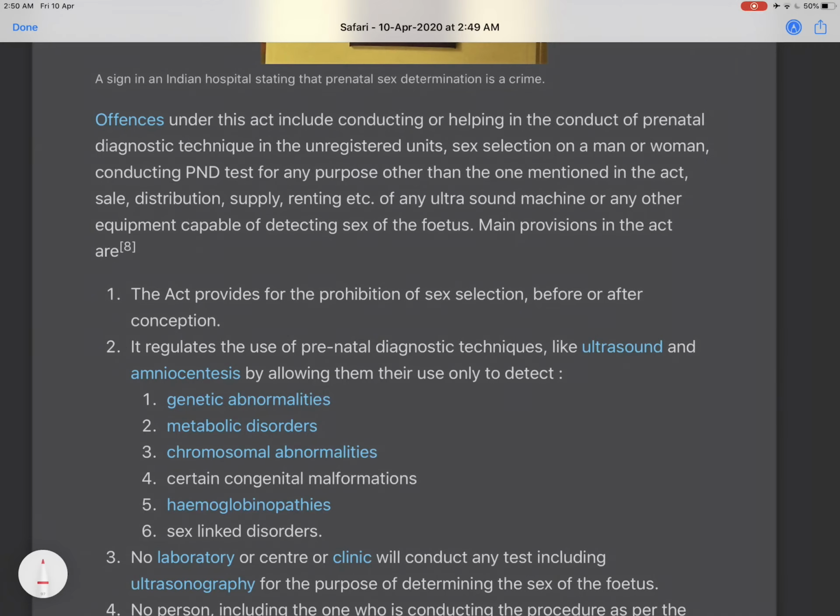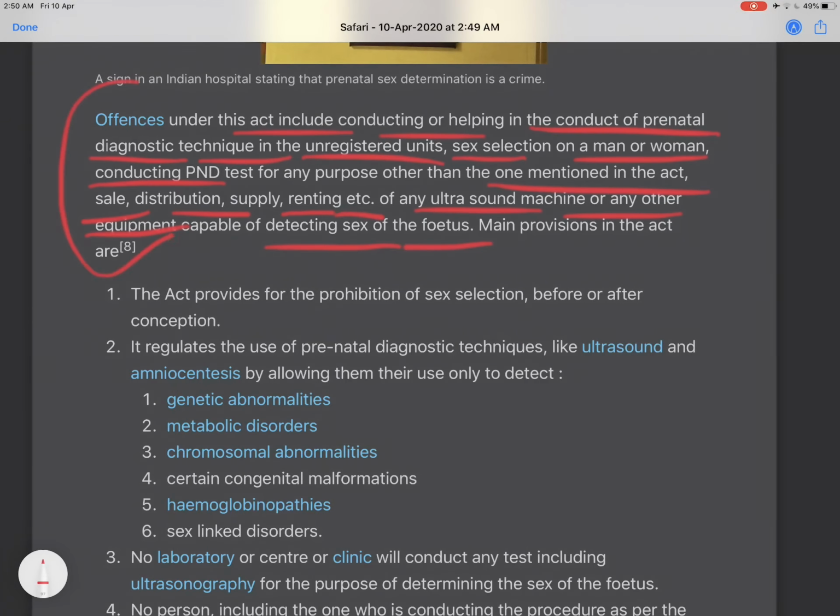So offences under this act include conducting or helping in the conduct of what? Prenatal diagnostic techniques in unregistered units, sex selection on a man or woman, conducting PND tests for any purpose other than the ones mentioned in the act, sale, distribution, supply, renting, etc. of any ultrasound machine or any other equipment capable of detecting the sex of the fetus. That's it. What other are the main provisions? Let's just go through them now.